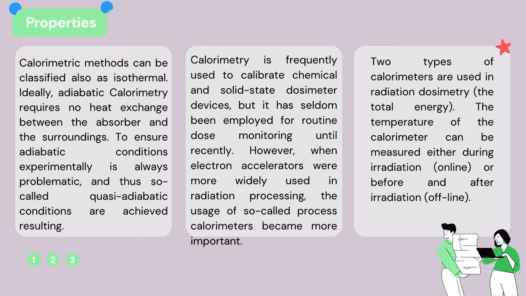Calorimetry is frequently used to calibrate chemical and solid-state dosimeter devices, but it has seldom been employed for routine dose monitoring until recently. However, when electron accelerators became more widely used in radiation processing, the usage of so-called process calorimeters became more important. Two types of calorimeters are used in radiation dosimetry. The temperature of the calorimeter can be measured either during irradiation or before and after irradiation.